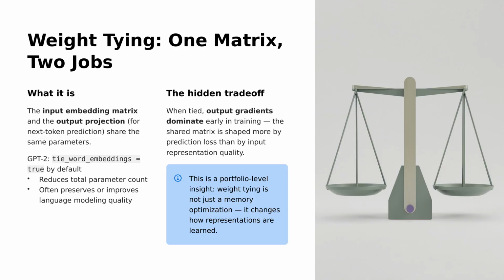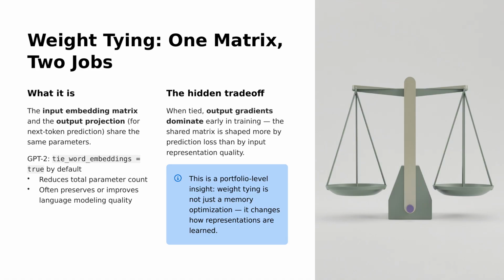Weight tying means the model uses one shared matrix for two roles, turning tokens into embeddings on the way in, and projecting hidden states to next token logits on the way out. In GPT-2, this is the default. It saves parameters and often keeps, or even improves, language modeling performance. But there is a trade-off. Early in training, output-side gradients can dominate, so that shared matrix is learned more for prediction than for building high-quality input representations.